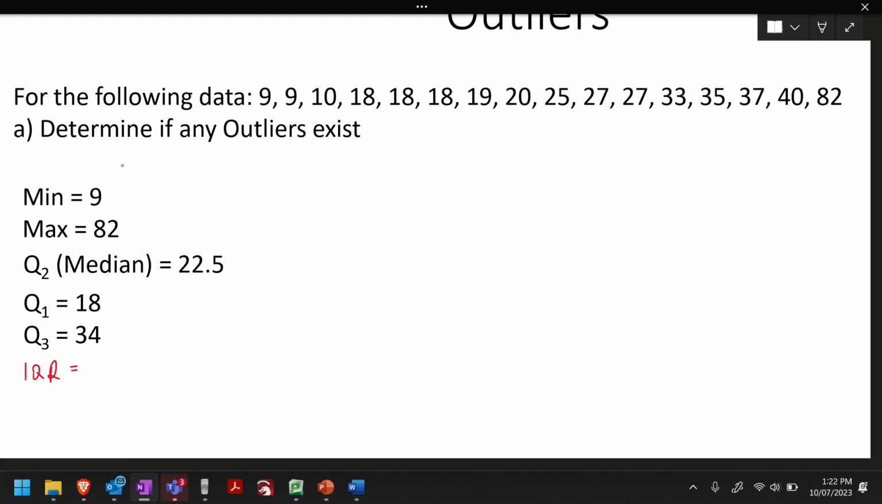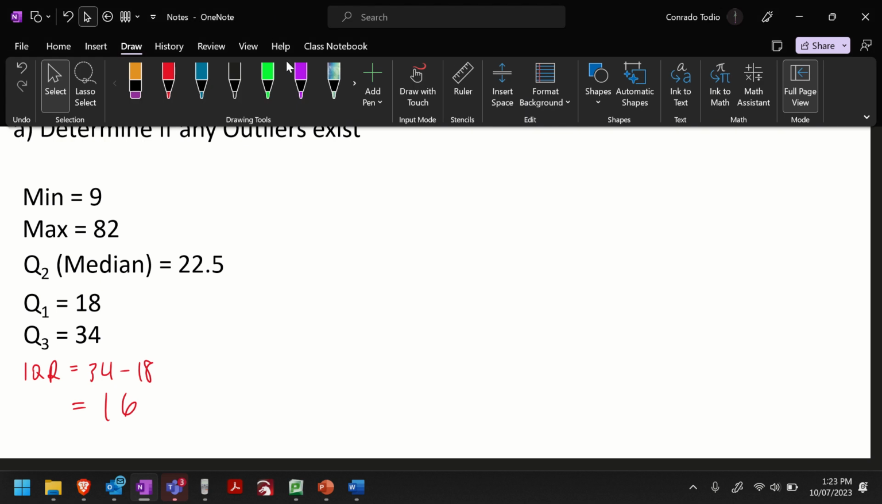Donovan, do you remember what the IQR is? How do you calculate it? Q3 take away Q1. Okay, so in this case, it's 34 take away 18. Exactly, I like it. So the IQR is 16. Now, remember, this is how you should lay this out. This is how we do it in year 11, or how I like to do it in year 11.